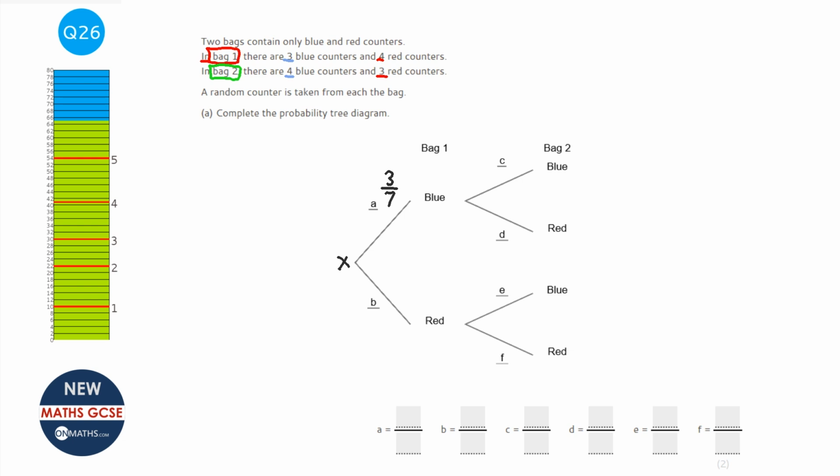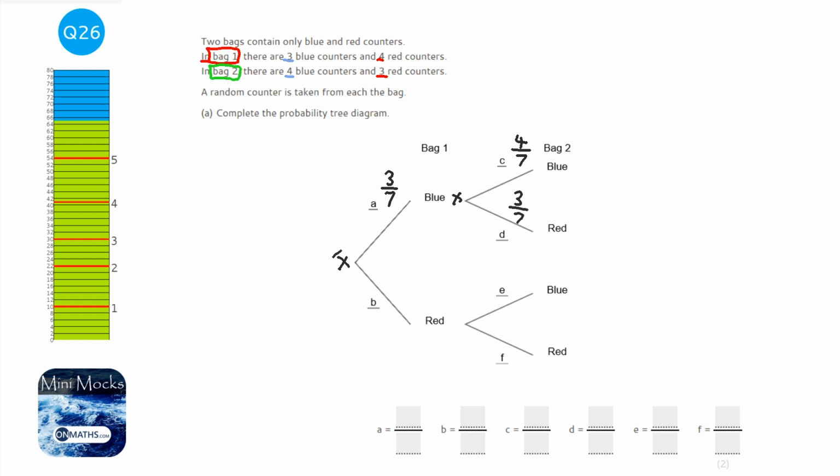So we move on. We've picked a blue from bag 1, so we're currently here, and we look at bag 2. In bag 2 there are 4 blue counters and 7 in total. Let's go back a little bit, to if we picked a blue in bag 1. We could have picked a red in bag 2. So there are 3 reds and 7 in total.